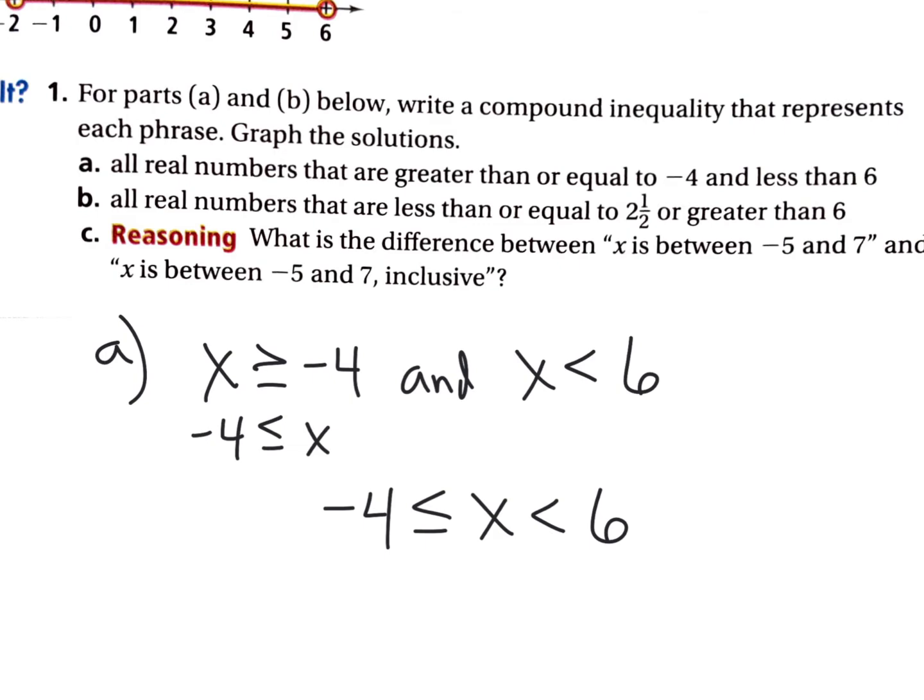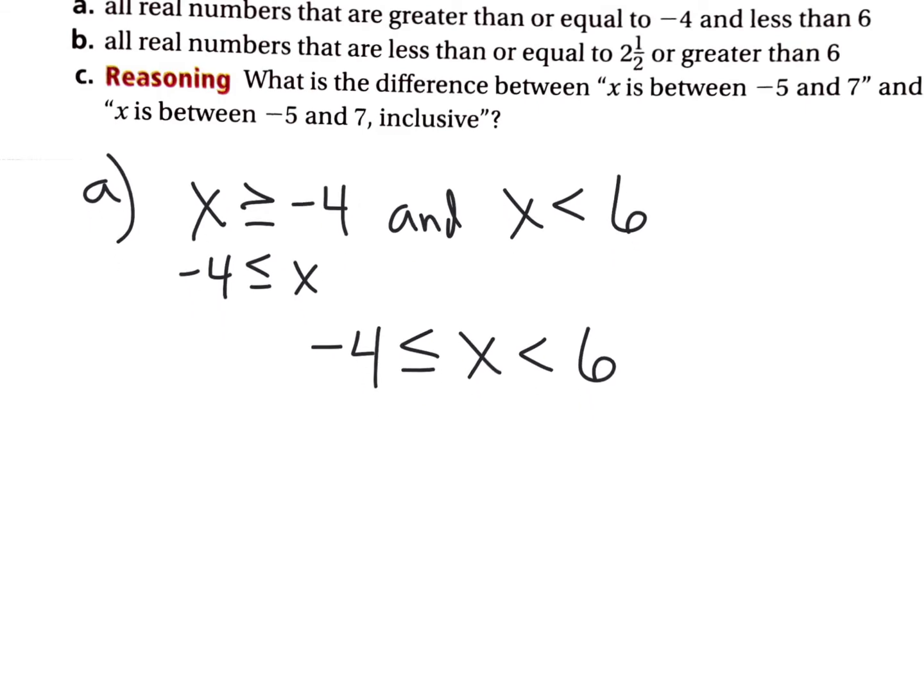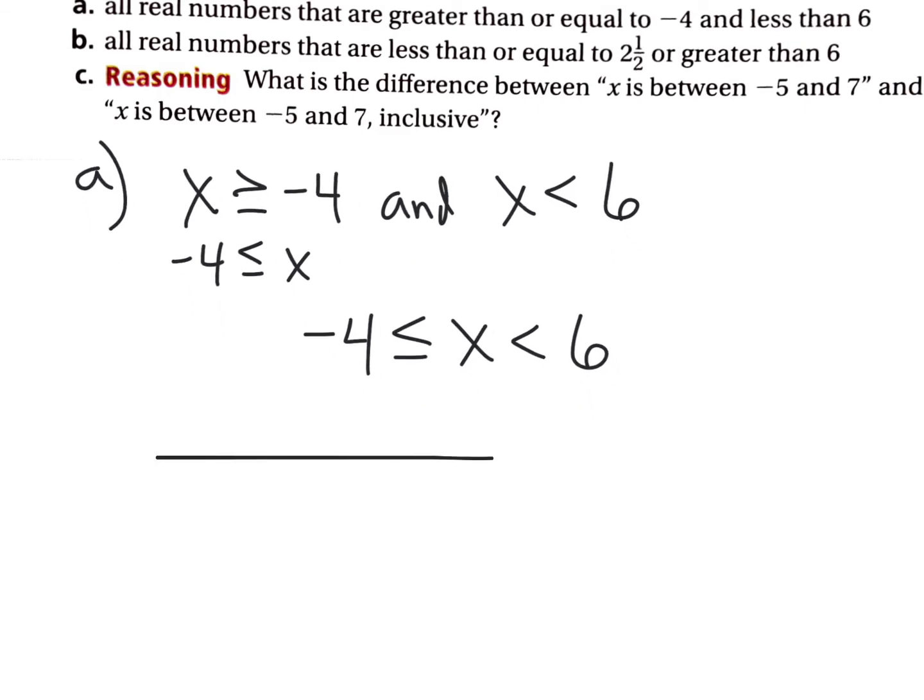That would be our inequality, and then we could graph that. So we'd have a closed circle at -4, we'd have an open circle at 6, and then our solution is somewhere in between there, or it could be equal to -4. So it's kind of that segment in between, and then including -4 as well.